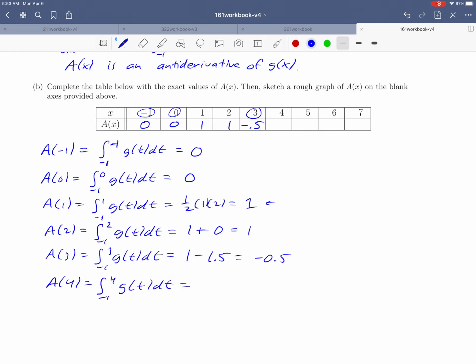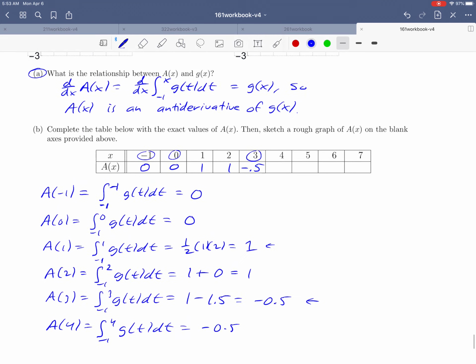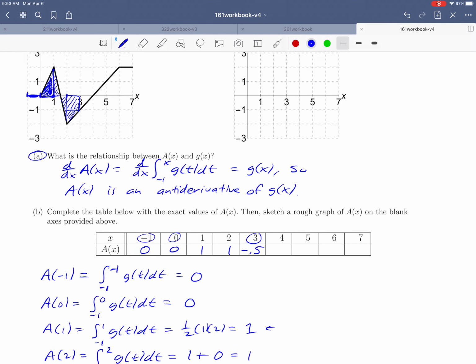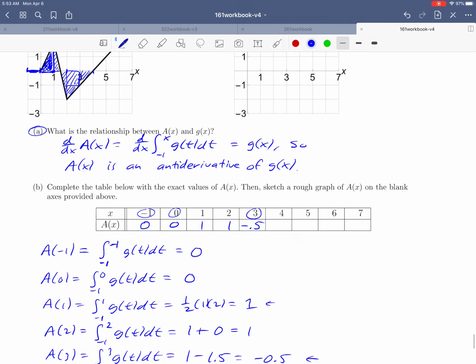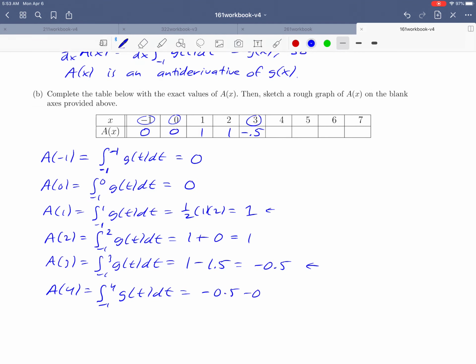Okay, so integrating from -1 to 4, we would be taking the -0.5 that we got above and then looking at our graph and figuring out what's going on between 3 and 4. Okay, that subtracts an additional 1/2, so we should be taking the -0.5 and subtracting another. That's going to get us a -1, it looks like. Okay, A of 5.